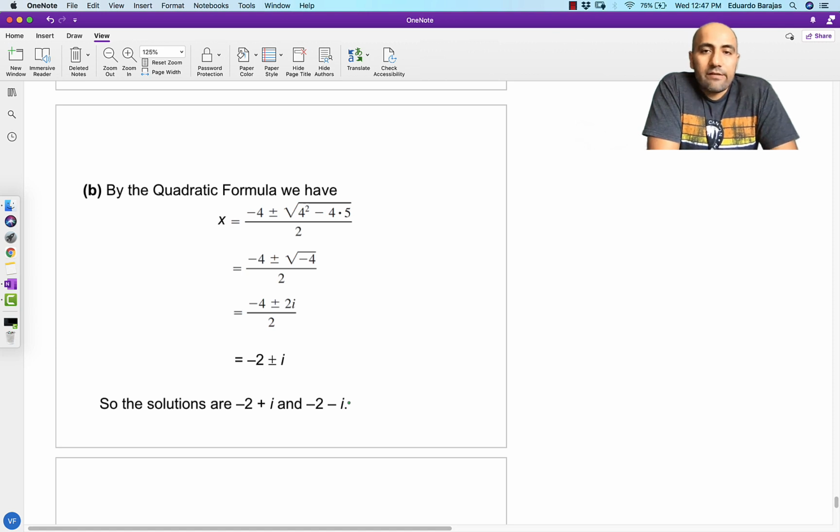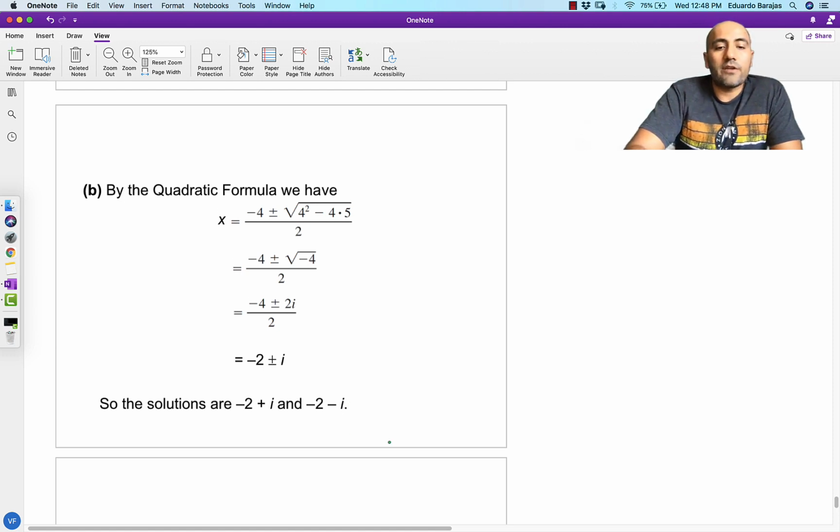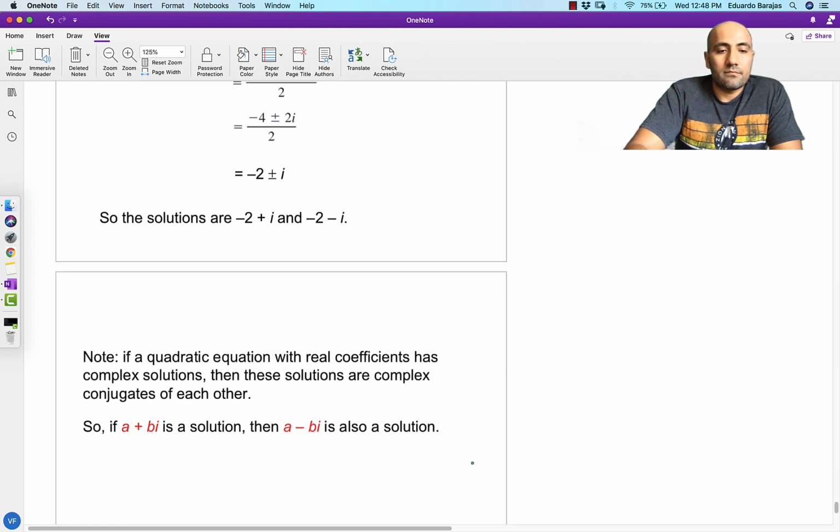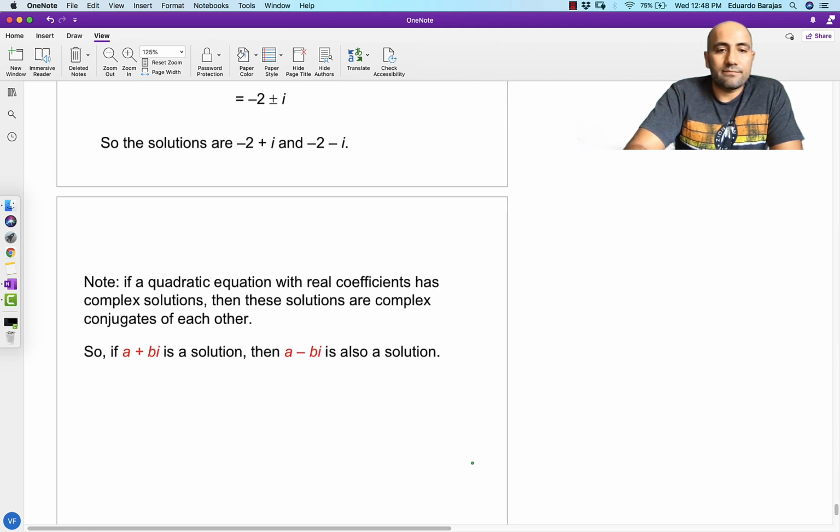If we have a quadratic formula and we know that there are complex number solutions to it, there are imaginary number solutions to that quadratic formula, those solutions come in pairs and they're conjugate pairs of each other. Complex conjugates of each other.